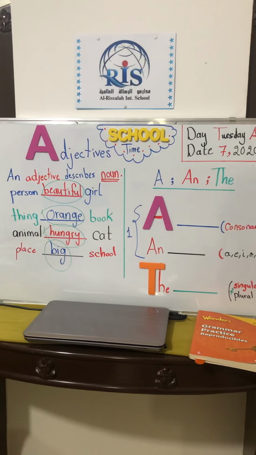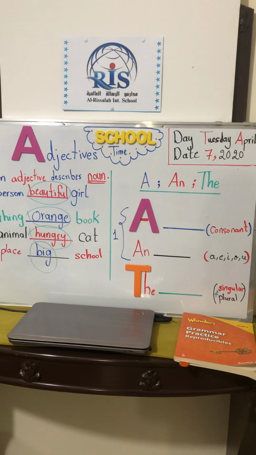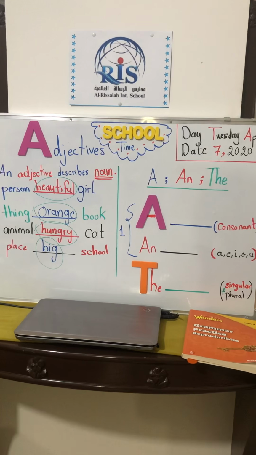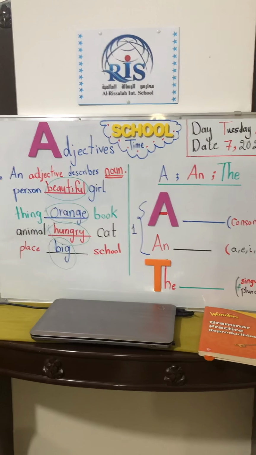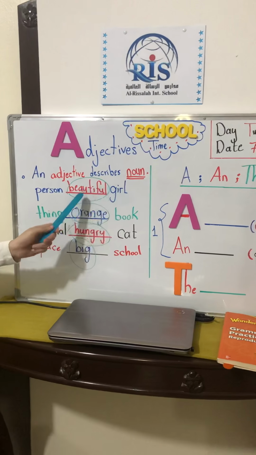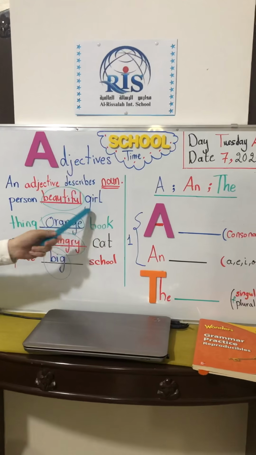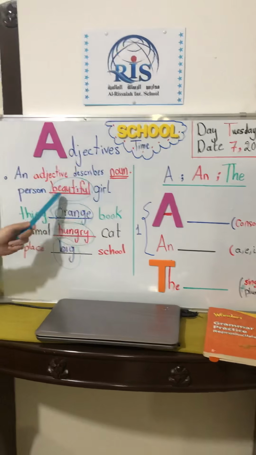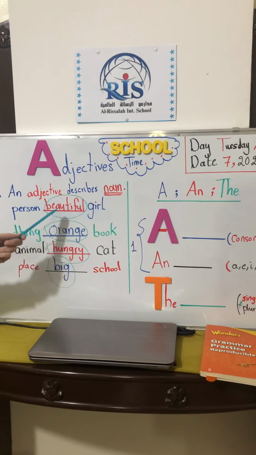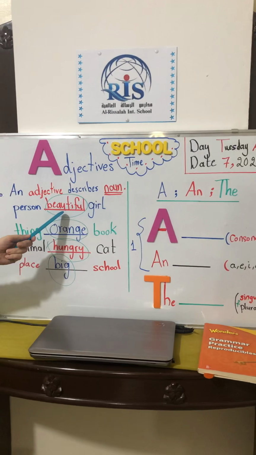To check that it is an adjective in a sentence, I'm going to use a simple test. I'm going to ask, does it describe something? For example, if I say beautiful girl, does the word beautiful describe or give me more information about the girl? Yes, it gives me more information about the girl. Then I will notice that beautiful is an adjective.